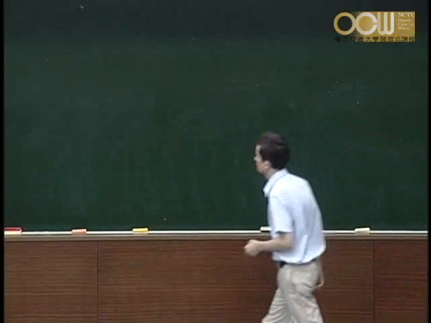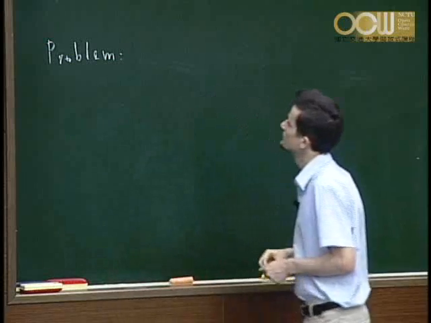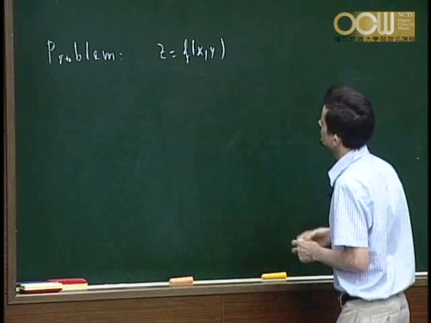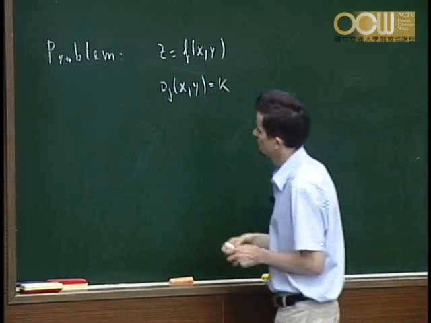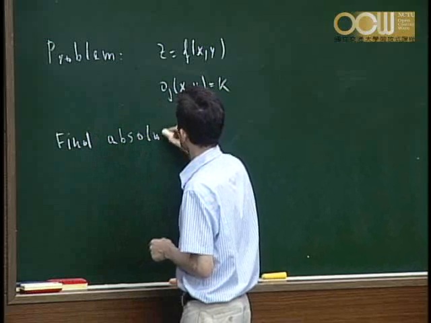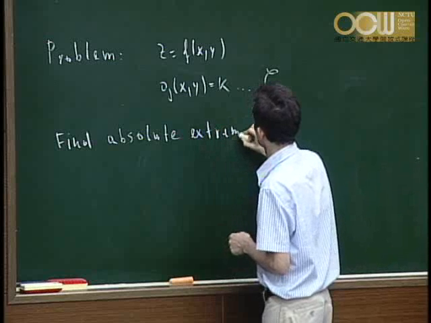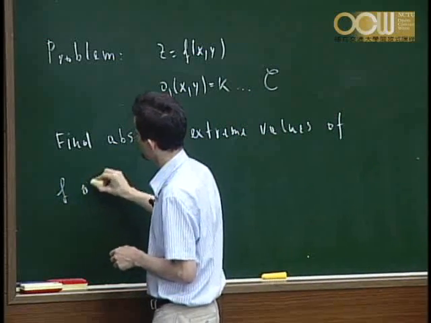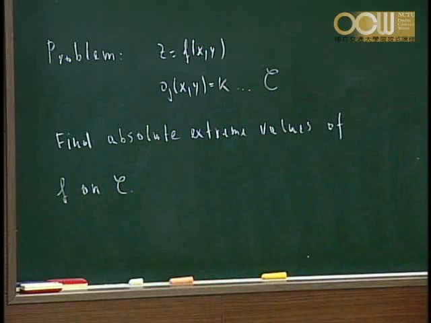Now, the problem is: you've given a function and a curve C, so find the absolute extreme values of f on C. And what we want to have is a systematic method.